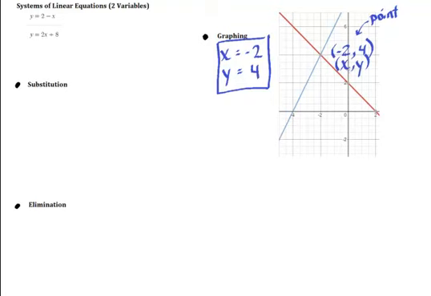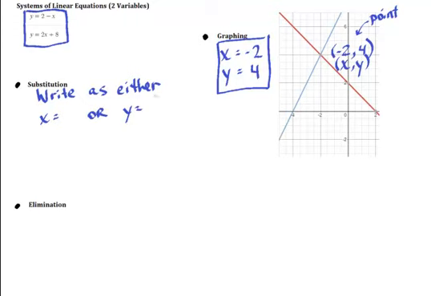Now we can use the substitution method on these exact same equations, and we should get the exact same answer no matter whether we use the substitution method or the elimination method. So let's do that. Substitution method means that you substitute one into the other. So you write one of them as either x equals or y equals. And in this case, both of ours are written as y equals, which makes it pretty easy.